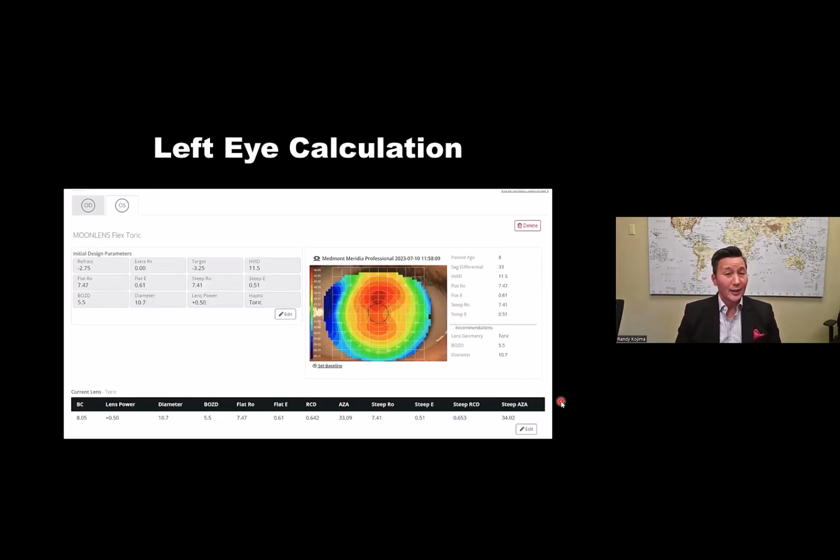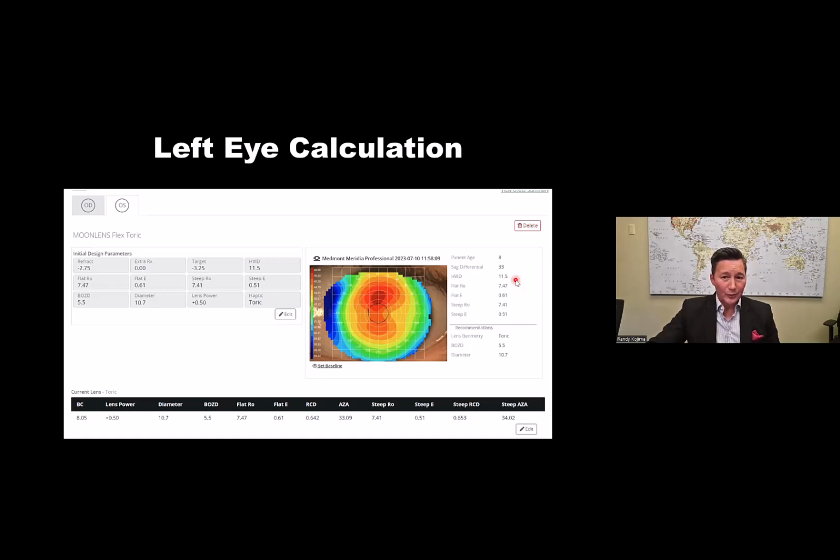Let's look at the left eye as well. And you'll notice that the sagittal differential for the left eye is 33 microns. Remember, we said when your difference is 30 or greater, that's when you want a toric landing. That's when you'll create a better, more even, symmetric distribution of the pressure of the lens, helping for centration, helping for effect, helping for comfort. And so here, the software has chosen a toric landing for the left eye.